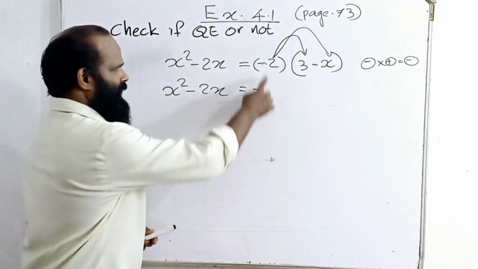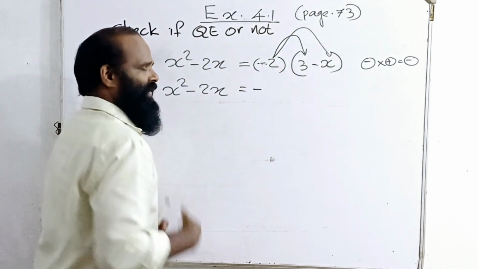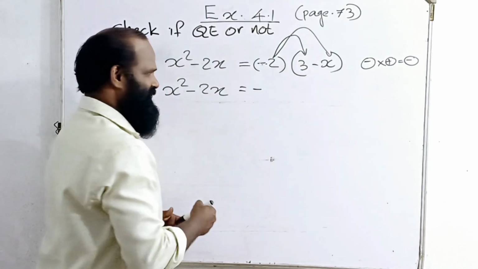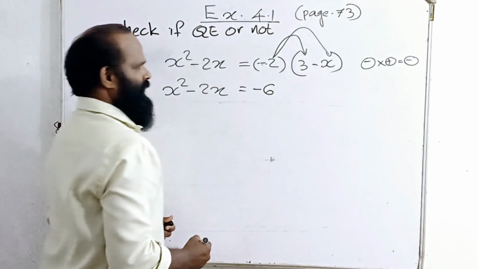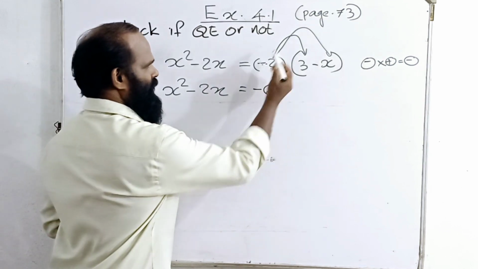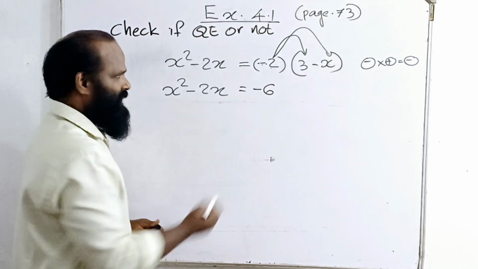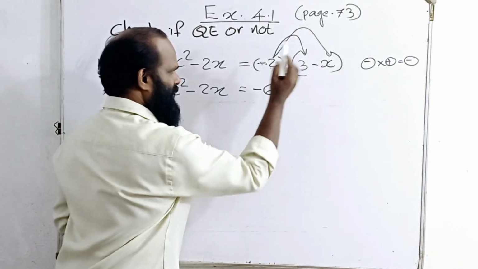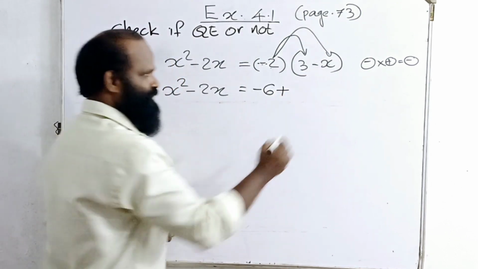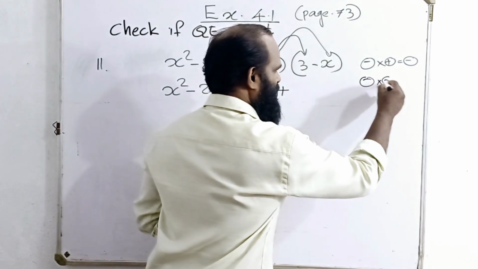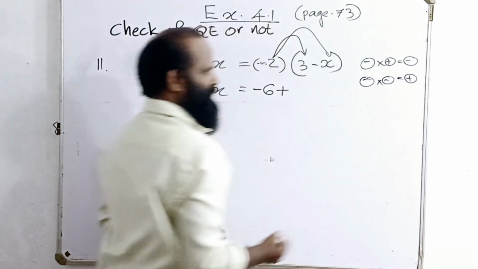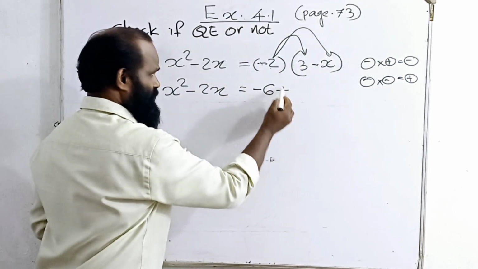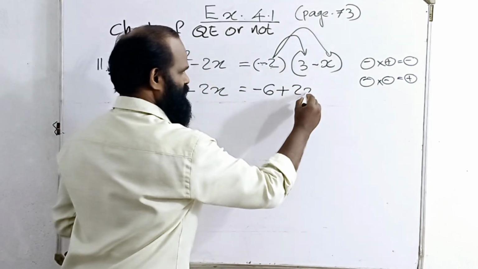Okay. Negative into positive is negative. Now I can comfortably multiply the numbers. 2 into 3, 6. And again, -2 into -x. Sign into sign first. Negative into negative, that is positive. Negative into negative, positive. 2 into x is 2x.